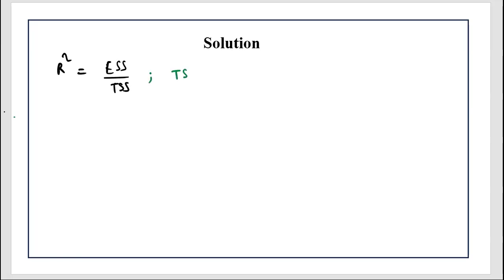Now, remember what was TSS? Can you remember this? What was the formula of TSS? Simply i from 1 to n, yi minus y bar whole square. This was the formula of TSS.